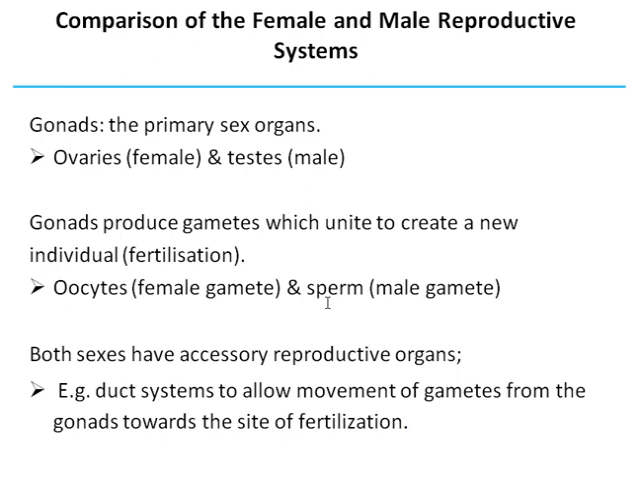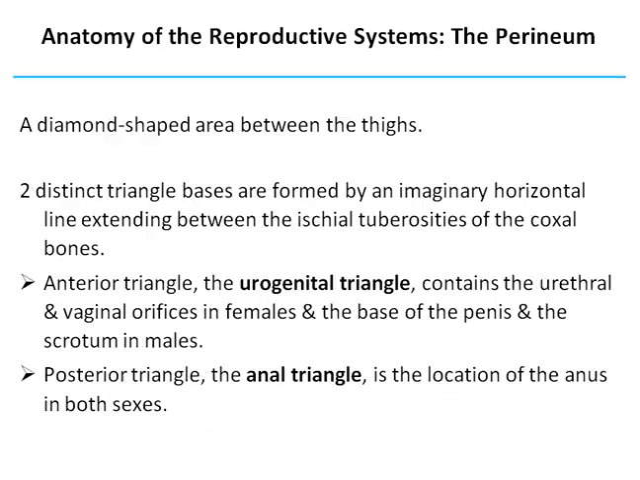As well as the gonads and the gametes, we have accessory reproductive structures as well. For example, the ducting systems that allow the movement of gametes from the gonads towards the external environment. First of all, I'll consider an anatomical landmark for the reproductive system. It's the perineum. It's visible externally.